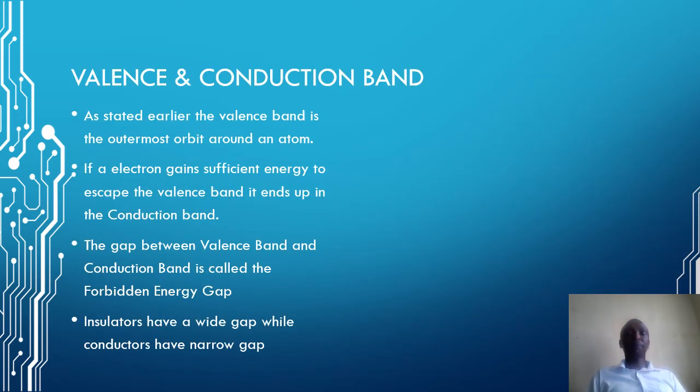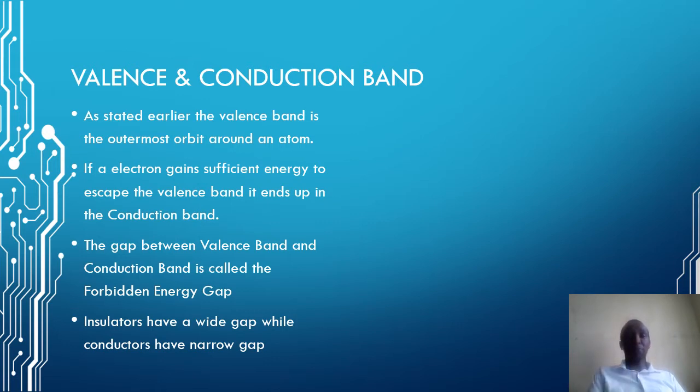Now, talking about the valence band and the conduction band, we already know that the valence band is the outermost orbit around an atom. If an electron gains sufficient energy, it is able to escape this band, and usually it can get energy from the surrounding, maybe the temperature, pressure, and at times even the way that electron is vibrating, and this is a complex aspect. Usually when electrons are moving around the nucleus, they are moving in a cloud, and they don't go in a perfect orbit. They usually vibrate.